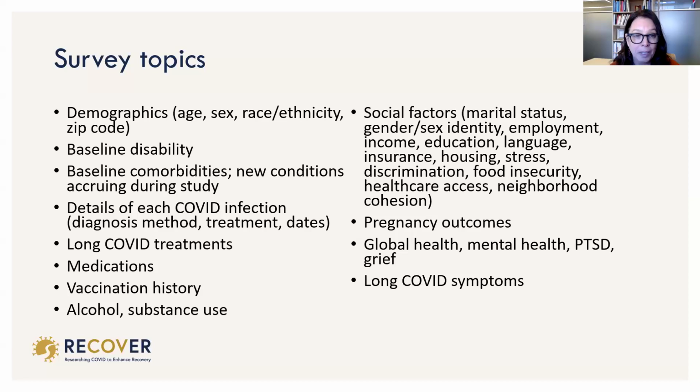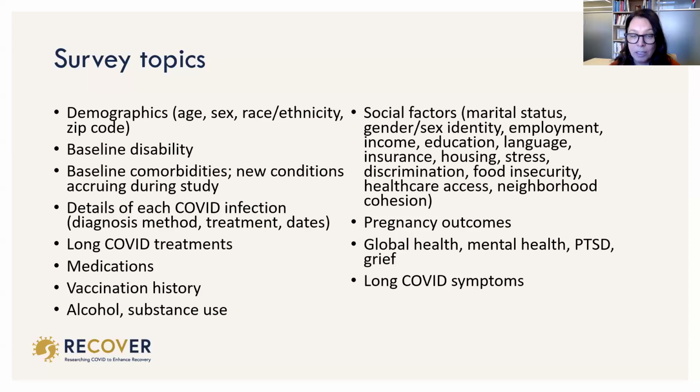Before the COVID infection, we ask about baseline comorbidities, in other words, diagnoses that people had before their initial infection, and then those same conditions we keep track of if they newly developed during the course of the study. We collect details of each COVID infection, including how it was diagnosed, how it was treated, and when it occurred. We similarly ask people if they are receiving treatment for long COVID symptoms. We ask about all the medications that people take, including supplements. We ask about any vaccines they've received for COVID, including the type of vaccine and the date of the vaccination.